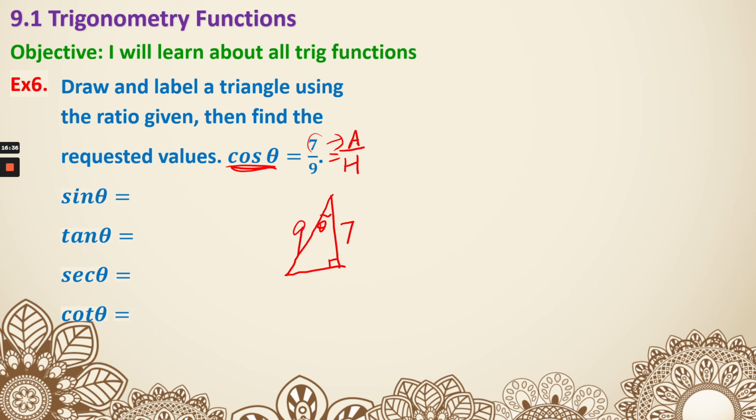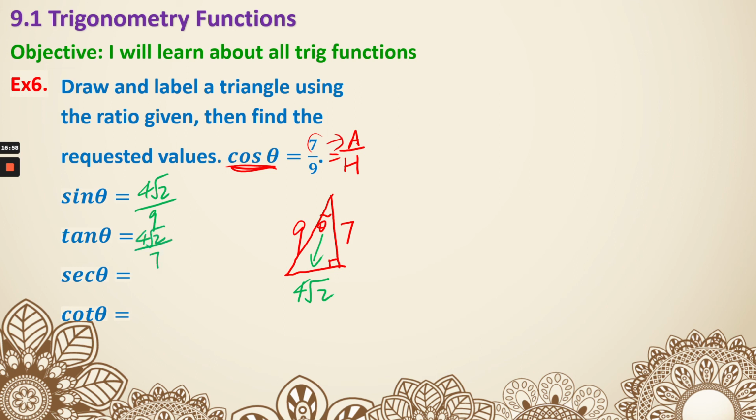In this case, we can actually find our third side. This question now is very similar to example 3 and 4. So if that's 9, that is 7, we're going to get this side as 4 square root of 2. Sine is opposite, so 4 square root of 2 over 9. Tangent is opposite over adjacent, so it's 4 square root of 2 over 7.